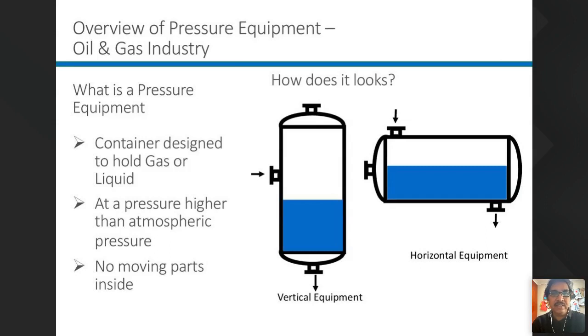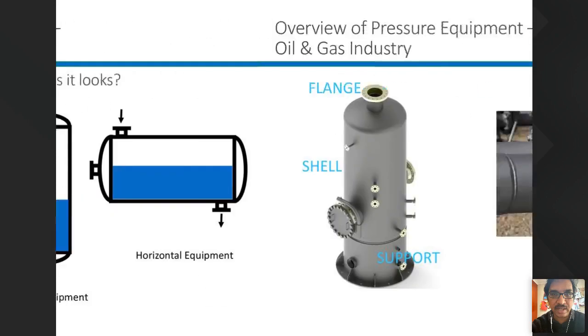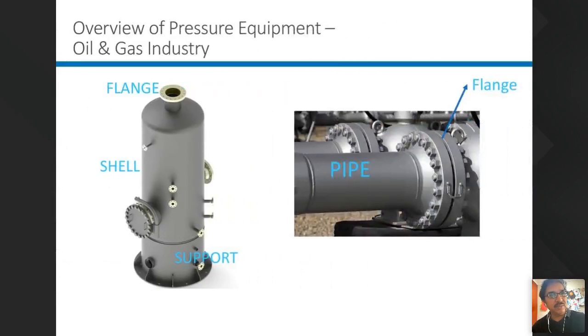The most common design that industry follows is a cylindrical shell with end caps. The end caps are often spherical or elliptical in shape. This is a very basic overview of pressure equipment. Next, I thought I'll just put a 3D view of this.